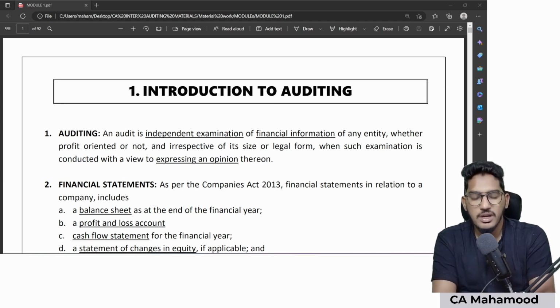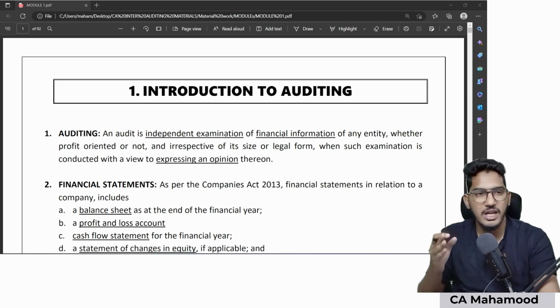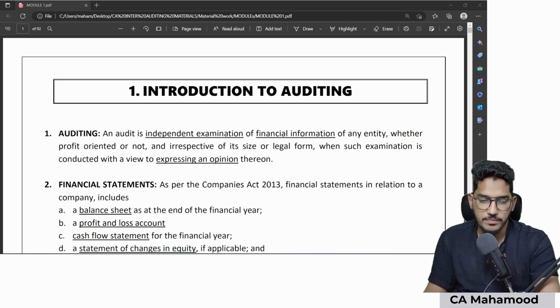What are those two chapters? Introduction to the Auditing and Nature, Objective and Scope of Audit. So without any delay further, let us try to start the discussion first with Introduction to the Auditing.